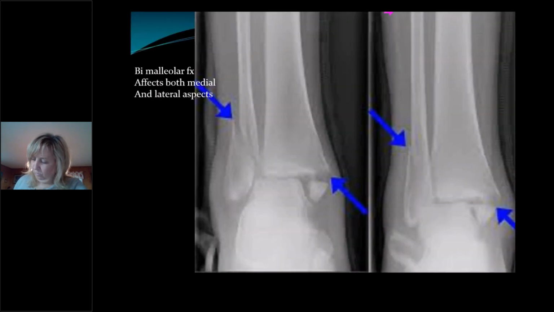This is an example of a bimalleolar. Earlier we saw lateral, we saw medial. Now we've got both sides, bimalleolar. So think about if you've got the joint here, this side of the joint is disrupted, this side of the joint is disrupted. How stable is that joint? It's not. It's an unstable injury, so it needs to be fixed.